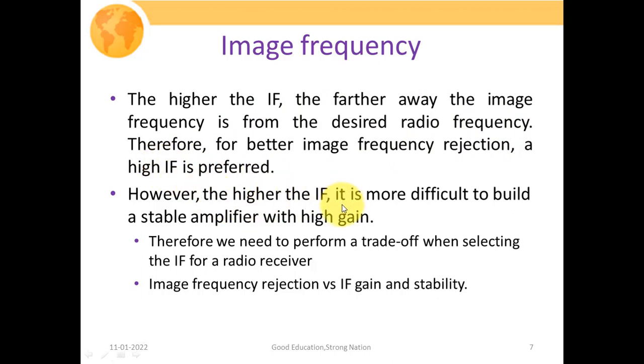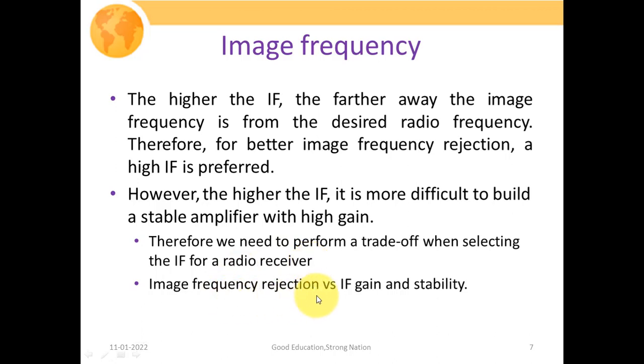However, the higher the intermediate frequency, the more difficult it is to build a stable amplifier with high gain, as we have seen in the TRF receiver functionality also. At higher frequency, our amplifier will not produce uniform gain, which will further distort our signal. Therefore, we need to perform a trade-off when selecting the intermediate frequency for a radio receiver. Although there are certain standards for different applications with different intermediate frequencies, for AM applications the intermediate frequency value is 455 kilohertz.